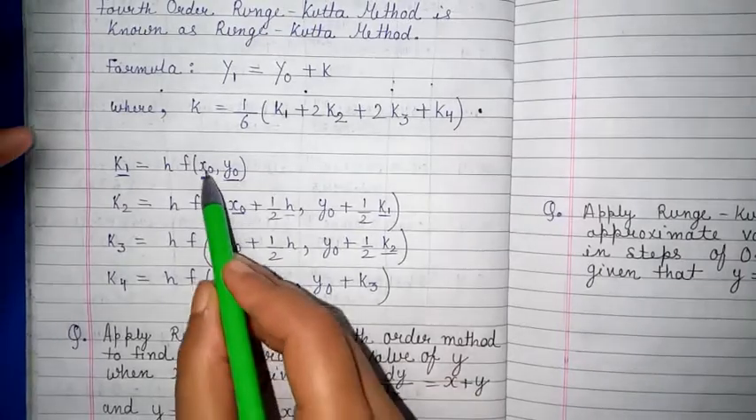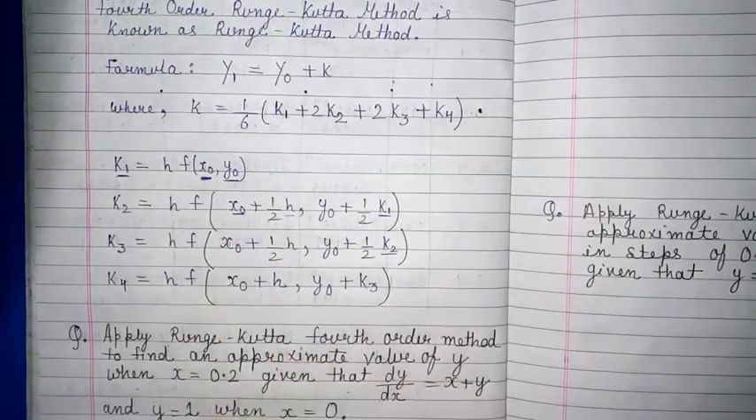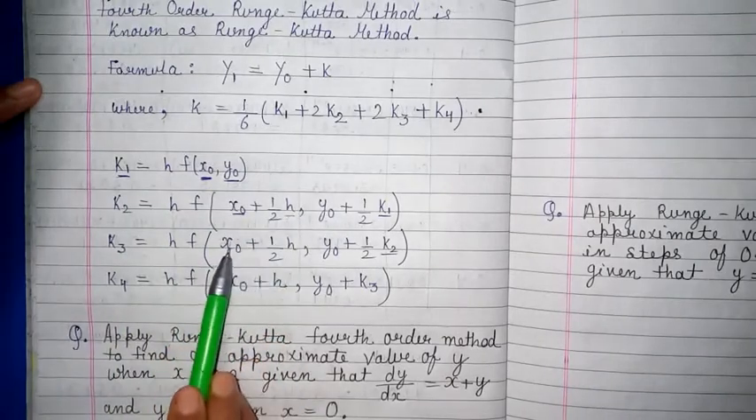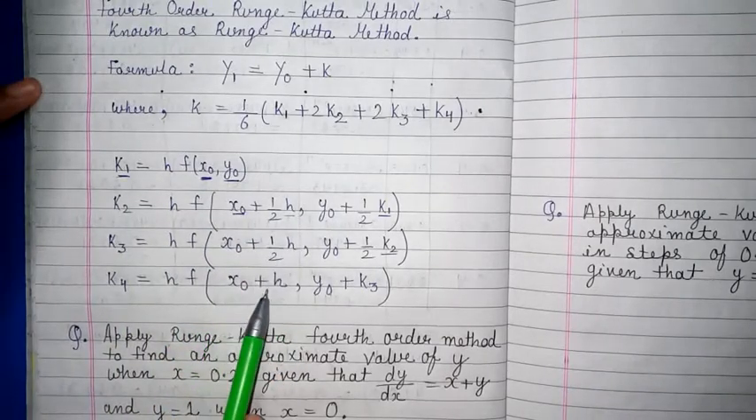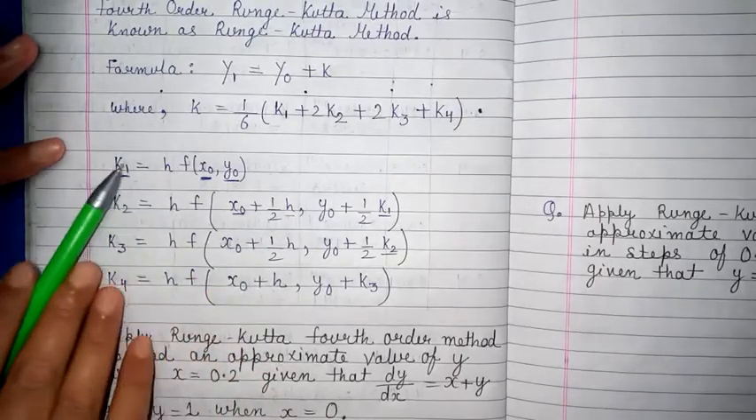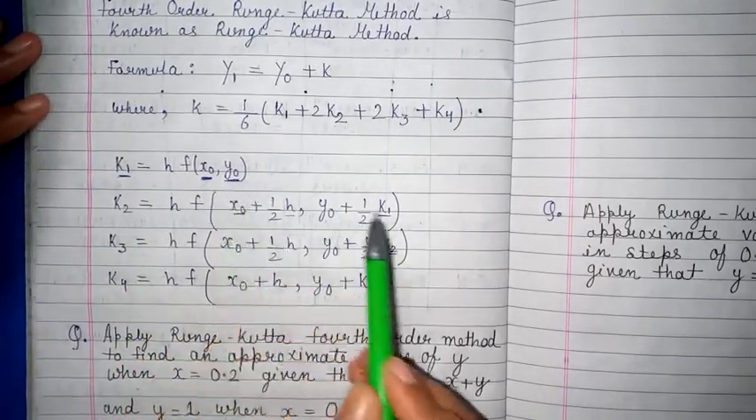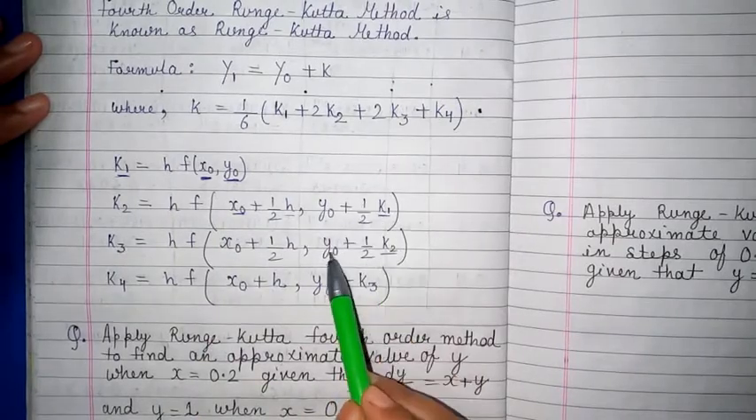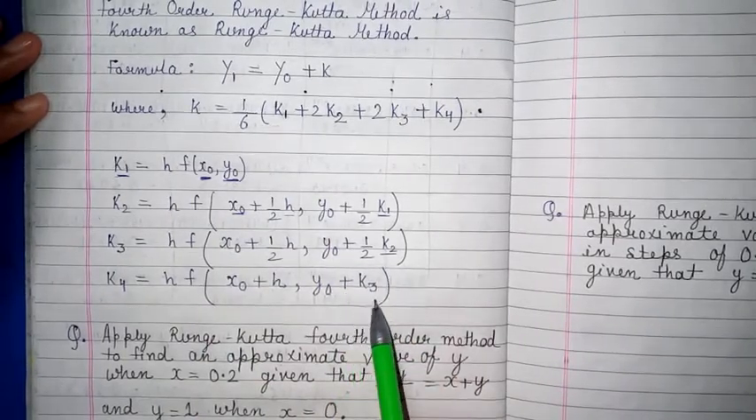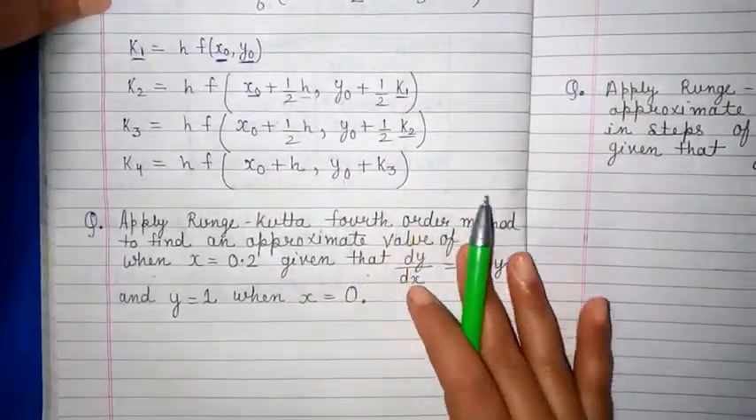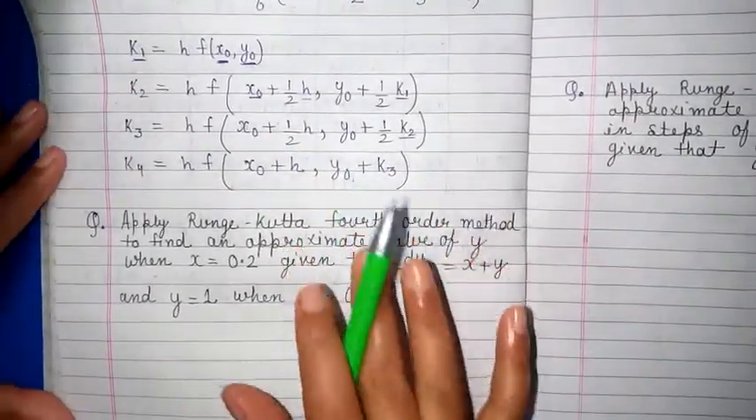In this, where x is written, there is no other kind of change, only we are writing x0, x0 plus 1 by 2 h, x0 plus 1 by 2 h, x0 plus h, like this. But while writing k1, k2, k3, first I have written y0, then y0 plus half k1, y0 plus half k2, y0 plus k3. So this is our question. With the help of this formula, we are going to solve this question.